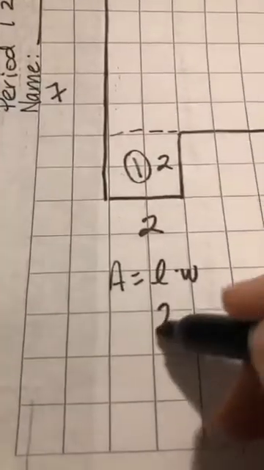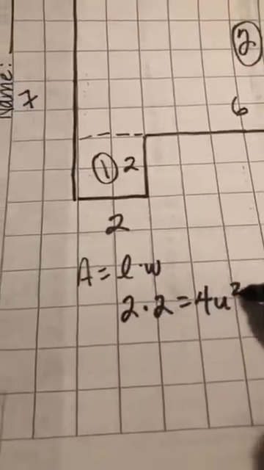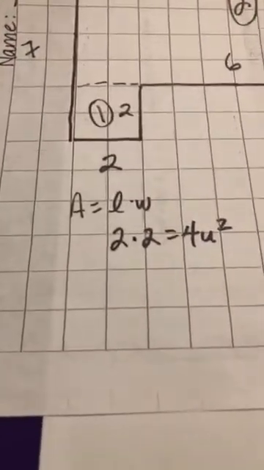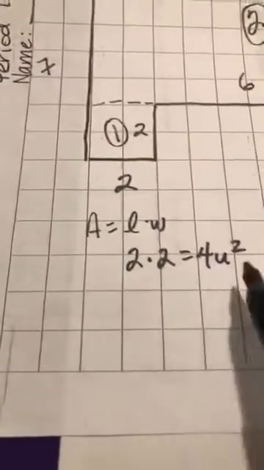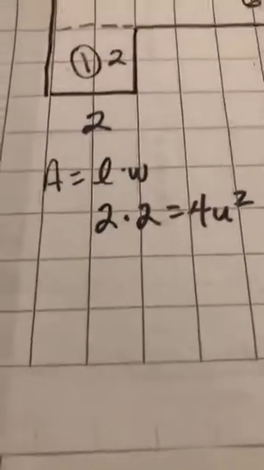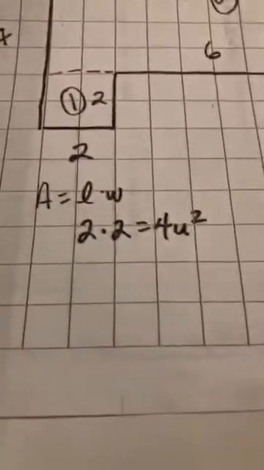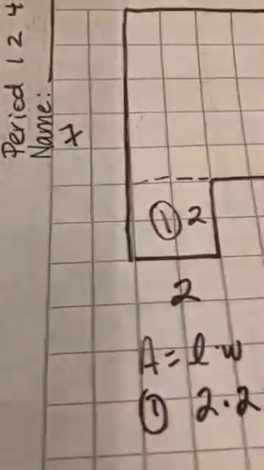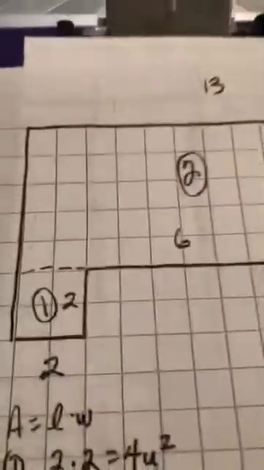Rectangle 1, it's actually a square. 2 times 2, it's 4 units squared. Okay, because units times units is units squared. I just wrote out, for the sake of time, 4 units squared. That's rectangle 1, piece 1.